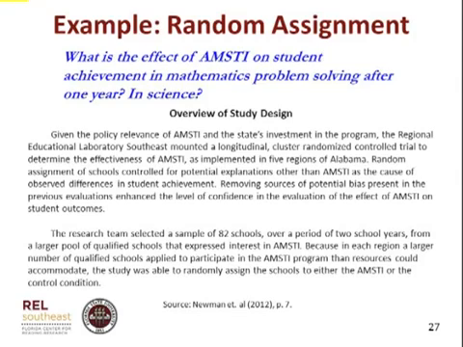In this case, the study team randomly selected 82 schools that were then randomly assigned to the AMSTI or a control condition. This random assignment is what makes the causal inferences possible.